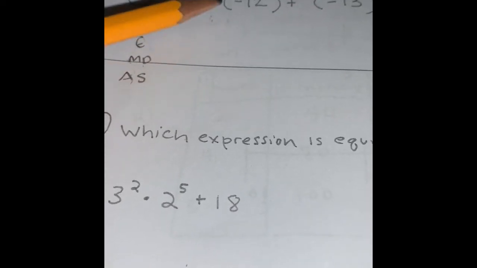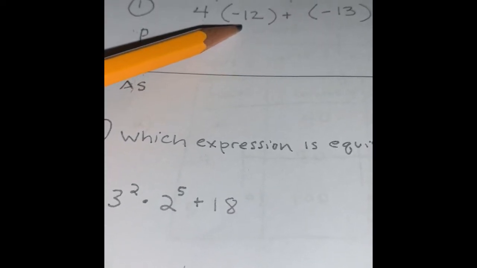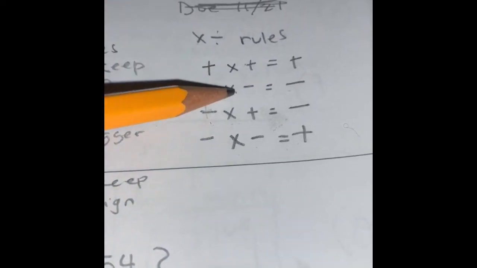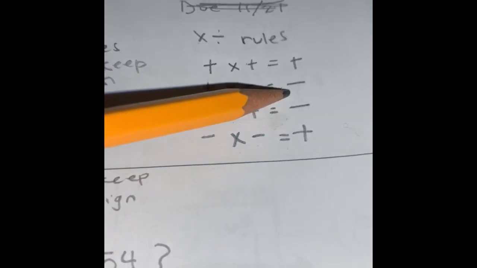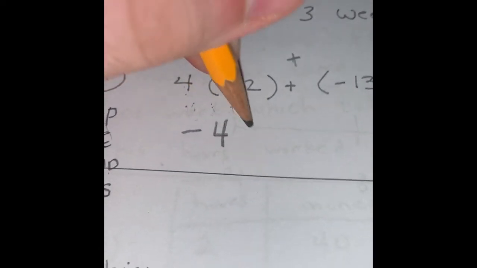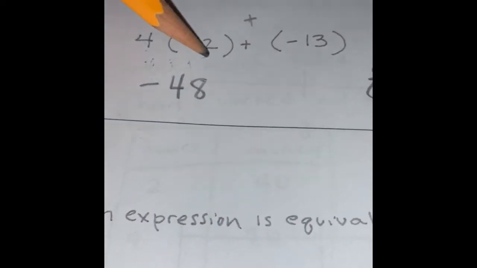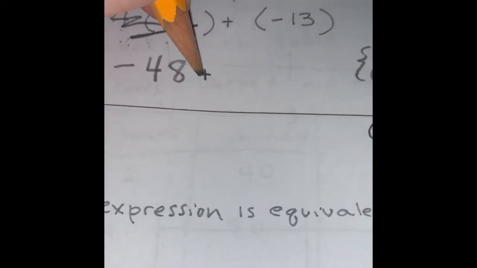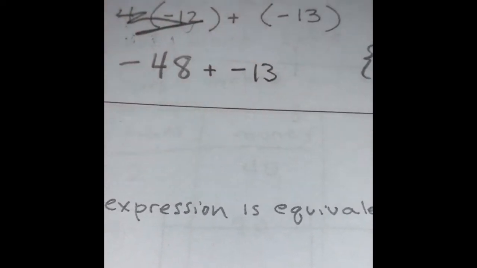And I have 4 times negative 12. So if I have a positive times a negative, I'm going to look at my rules. Positive times a negative, and know that my answer has to be a negative. And then 4 times 12 will give me 48. So I'm going to rewrite the rest of my problem. I know that this is negative 48 plus negative 13.